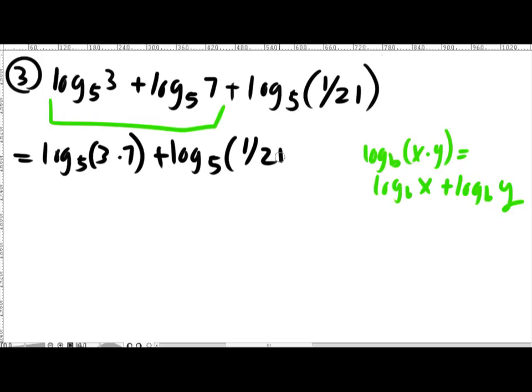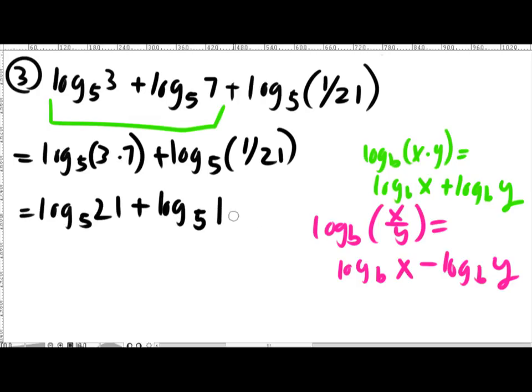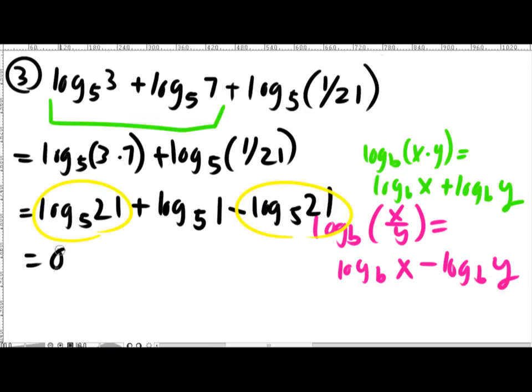and then over here, we can use the logarithm quotient rule, which states that log base b of x over y equals log base b of x minus log base b of y. So then that means we get log base 5 of 1 minus log base 5 of 20. And we see here that these two values cancel out, and we get 0 plus log base 5 of 1.